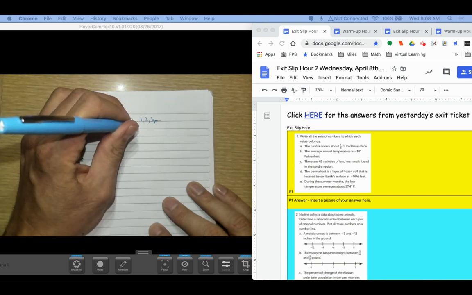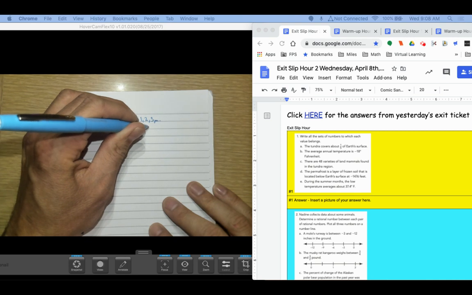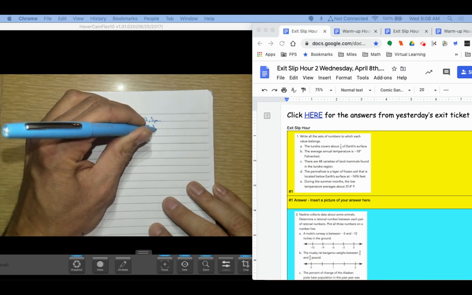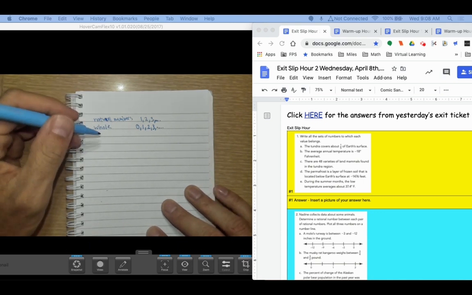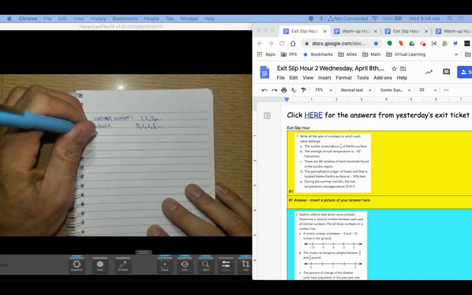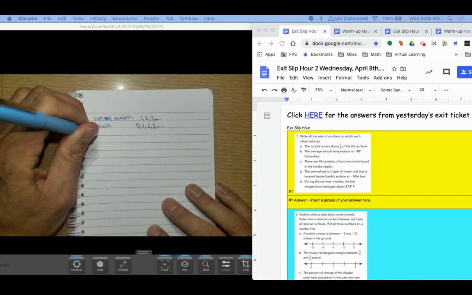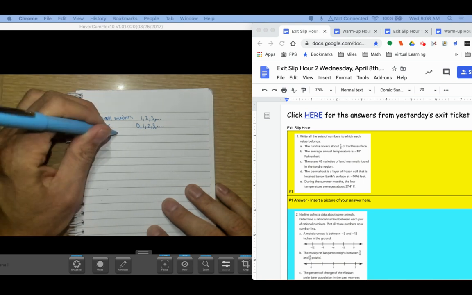Okay. Then the next set of numbers that they talked about in the section were whole numbers. Whole numbers also include 0. So it's 0, 1, 2, 3, and then it goes on forever and ever. But it doesn't include fractions, decimals, and it definitely doesn't include negative numbers.